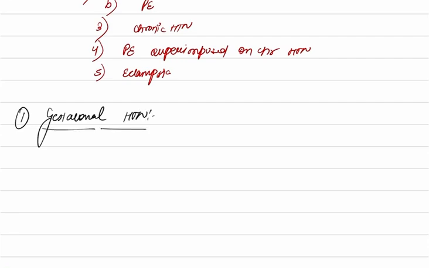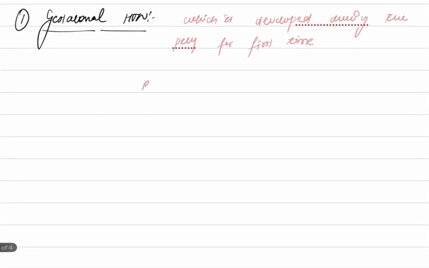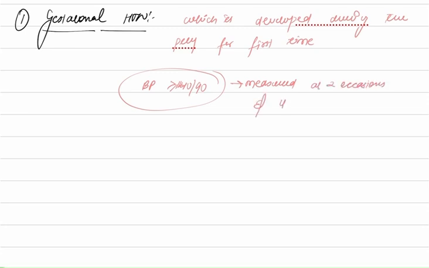Gestational hypertension can be defined as hypertension which is developed during the pregnancy for the first time. The defining criteria is BP more than or equal to 140/90, measured on 2 occasions, 4 hours apart.